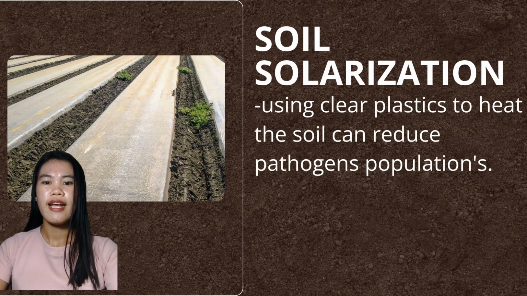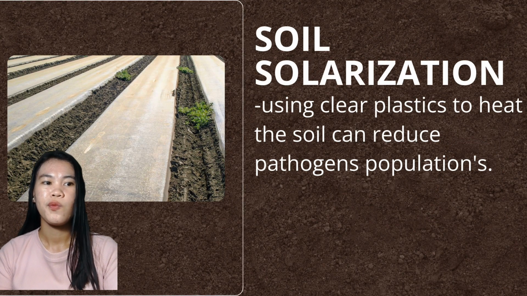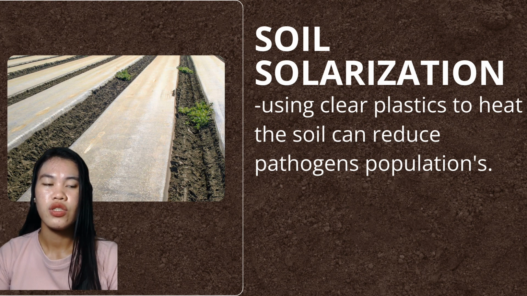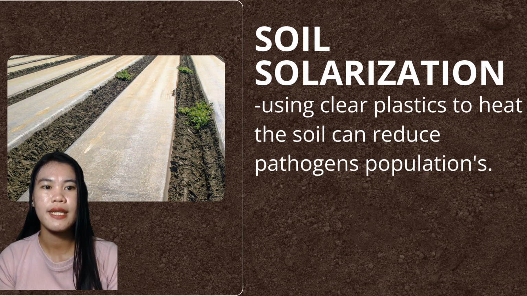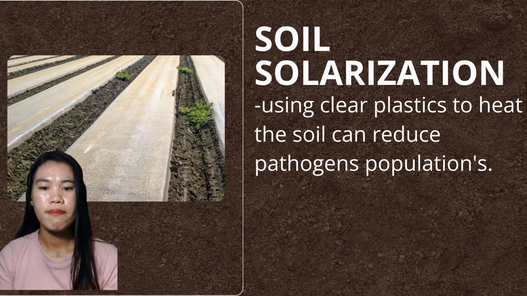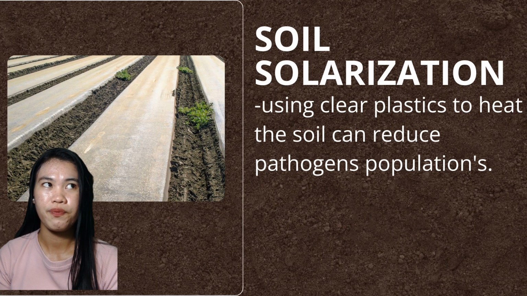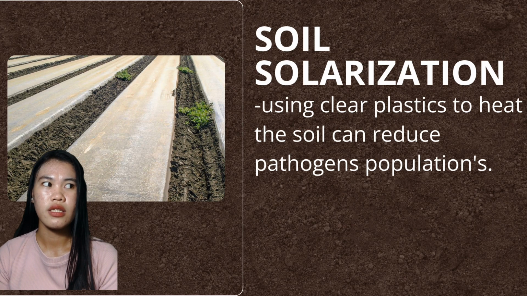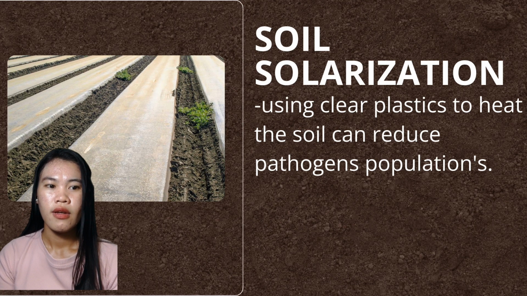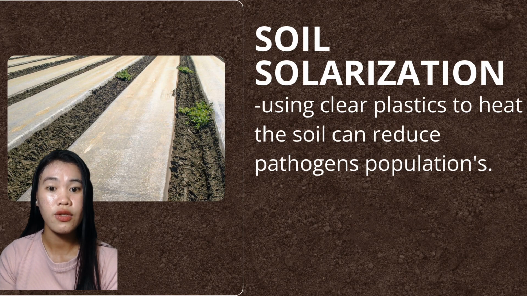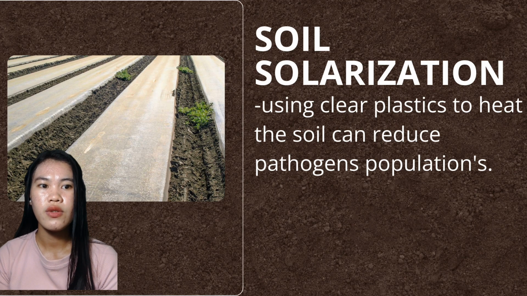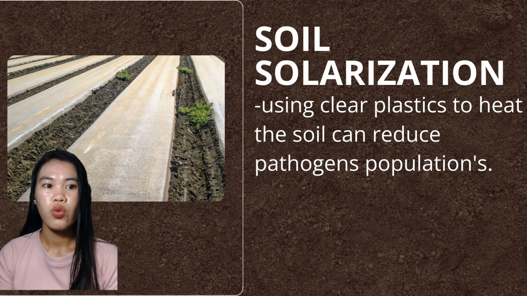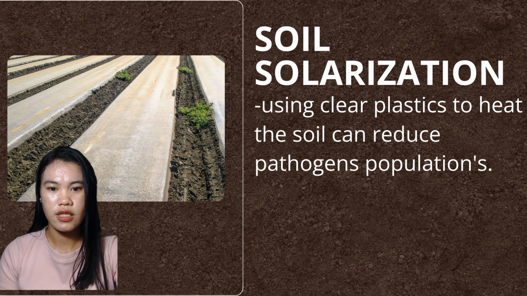Ayun. This is the soil solarization. So, what is soil solarization? Siya yung paggamit ng mga clear plastic para uminit yung soil. And possible din na magkapag-reduce siya ng pagdami ng mga pathogens. Kasi dahil sa heat, since hindi nagtathrive yung mga ibang microorganisms sa mainit na surface. So yun, helpful din yung mga soil solarization into reducing the pathogens.